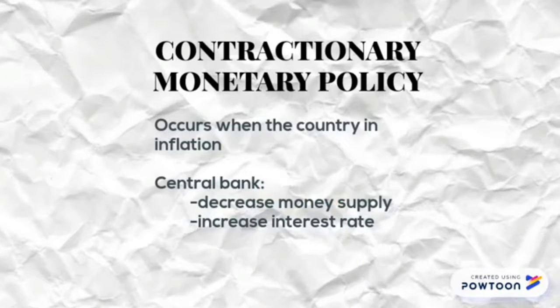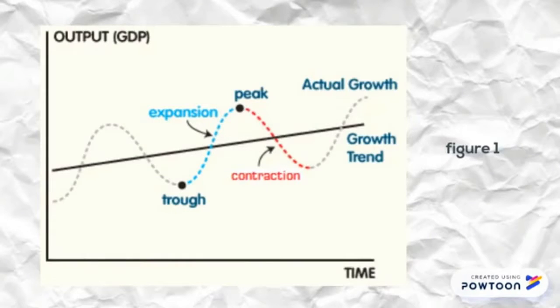The second one is contractionary. It occurs when the country is in inflation. The central bank will decrease the money supply and increase the interest rate to balance the economy. During inflation, the central bank will sell securities and treasury bills, and increase the reserve requirement and discount rate to overcome the inflation pressure.